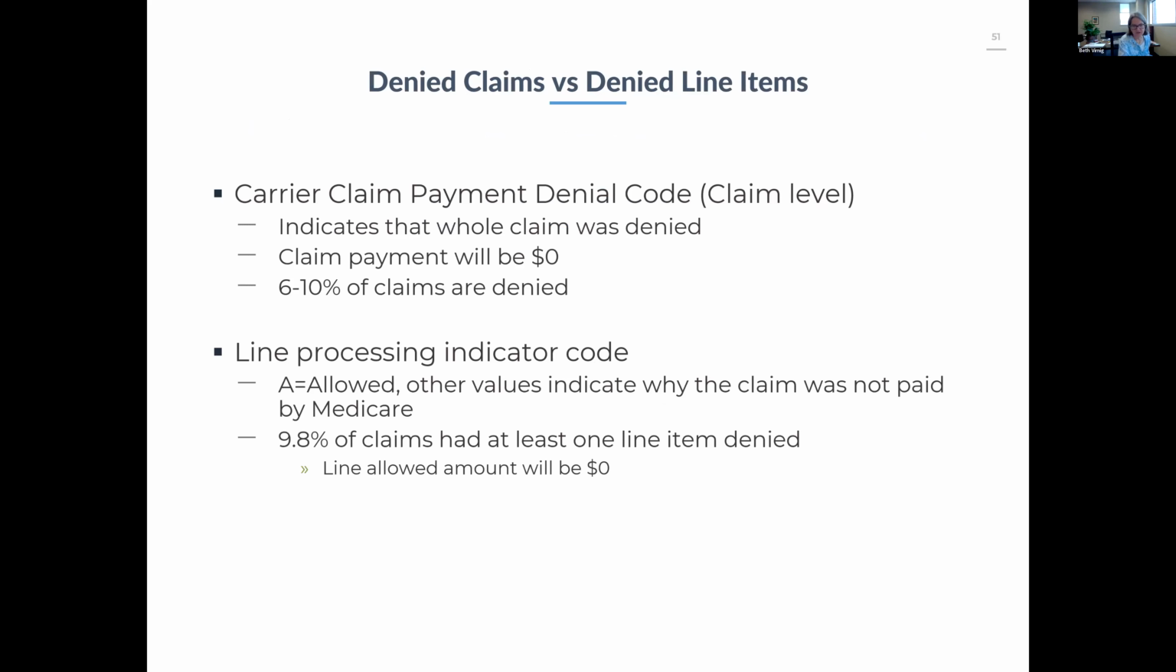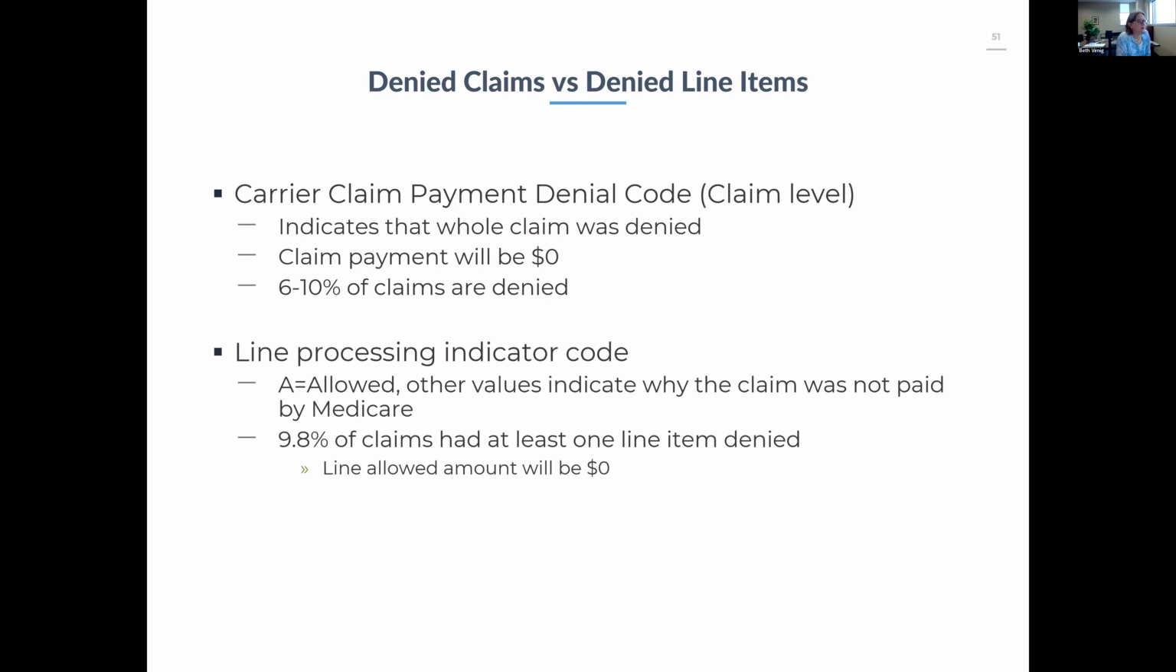Again, earlier today, we had a question about denials. Carrier claims can be denied. A claim denial code will indicate the entire claim was denied. Claim payment will be 0. And again, about 6 to 10% of claims are denied. Most commonly, I believe, it's because somebody got a little impatient and hit send twice. But there are other reasons as well. For example, if a claim is submitted and the person isn't yet enrolled in Medicare, it will be denied. If somebody hasn't paid their Part B premiums, it will be denied. So there are reasons why things are denied beyond just hitting enter twice.